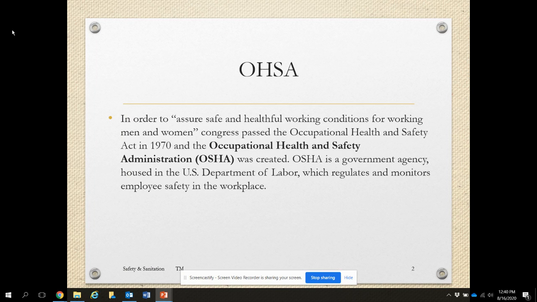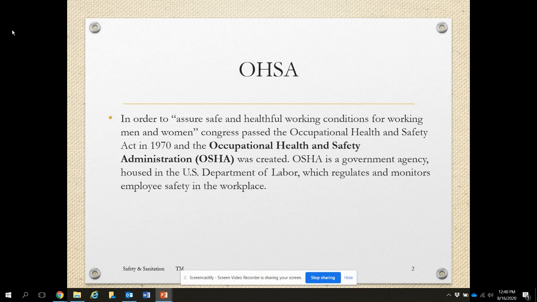All right, so I first wanted to start talking about OSHA. OSHA stands for Occupational Health and Safety Administration. I use OSHA a lot. We talk about OSHA. You guys will be doing the OSHA 10 Ag certification for this course. It was developed in 1970. OSHA is the government agency housed by the U.S. Department of Labor, which regulates and monitors employee safety in the workplace.